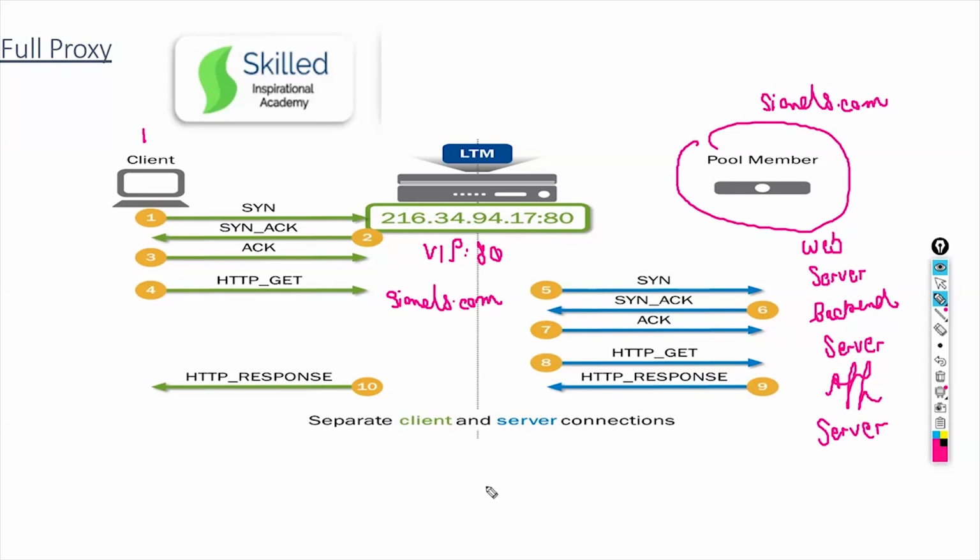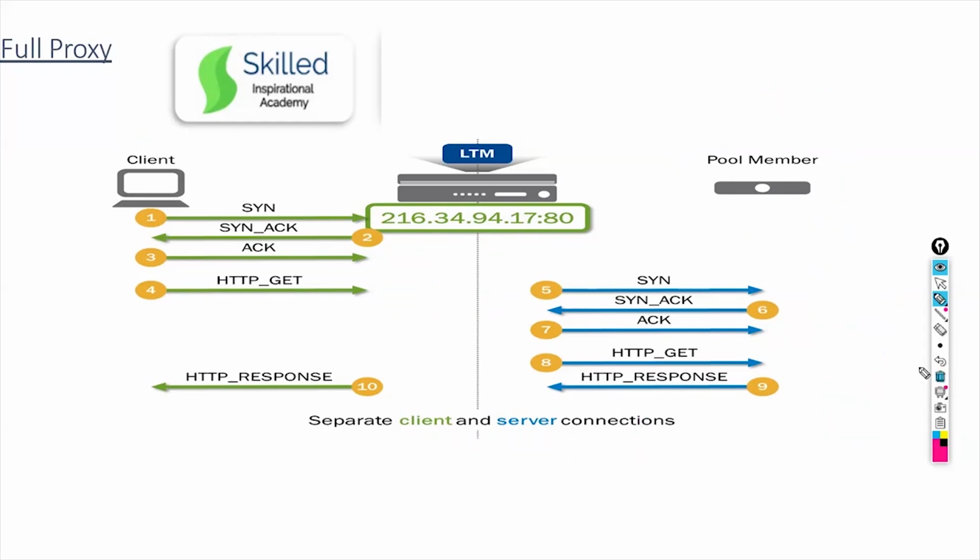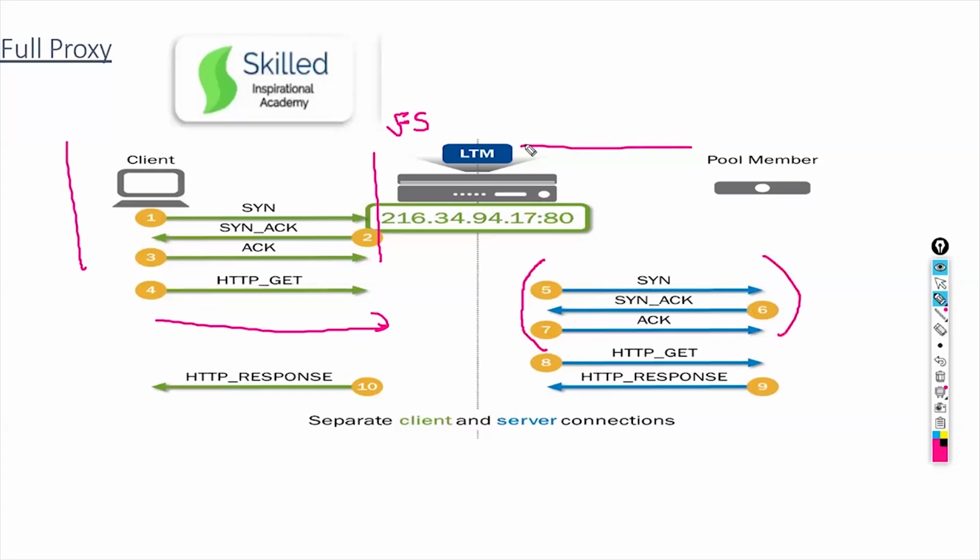So how traffic will be, you can see one is in green and one is in blue. Separate client and server connections. It means there will be a three-way handshake from client to F5. Then only HTTP GET will come. Once HTTP GET is there, then there will be one more three-way handshake between your load balancer and your server. Then that HTTP GET, which is fourth, your F5 will transfer to the server. So F5 works on HTTP GET and response, meaning the HTTP request and response model. HTTP is which protocol, guys? Layer 7.